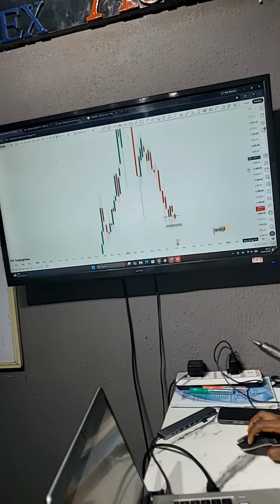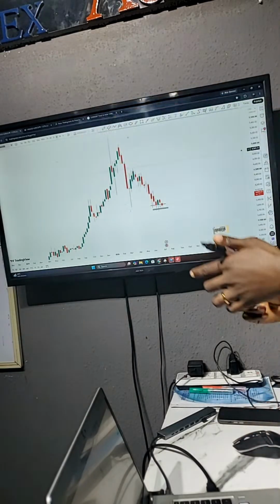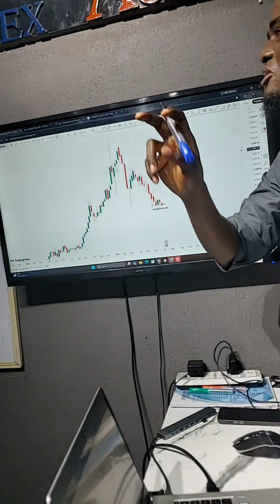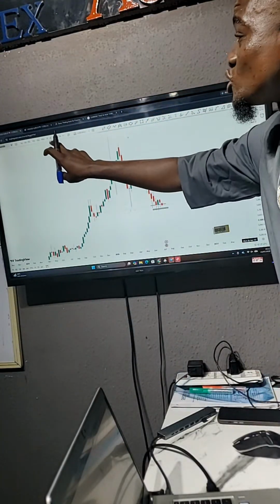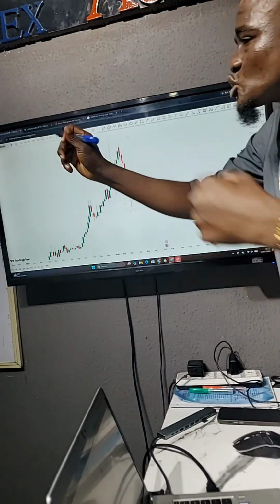There is something that we call top-down analysis. What is top-down analysis? Top-down analysis is you as a trader analyzing the market beginning from the higher time frame, because the higher time frame controls what is happening on the lower time frame. The higher time frame is stronger.